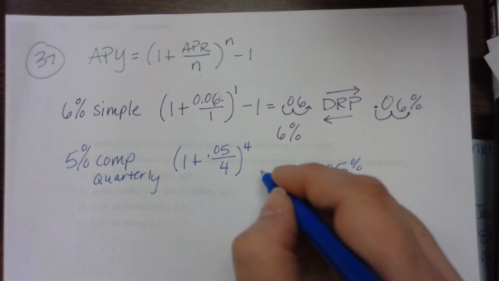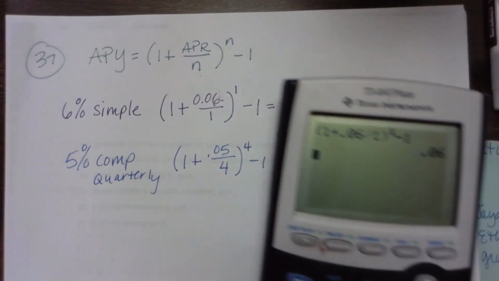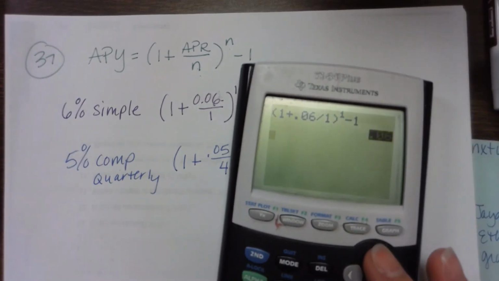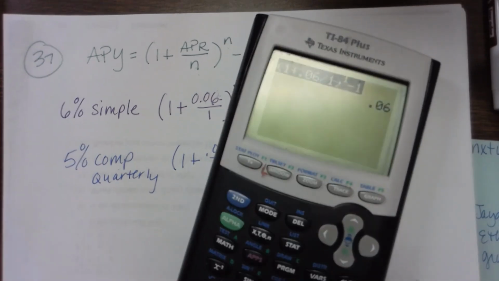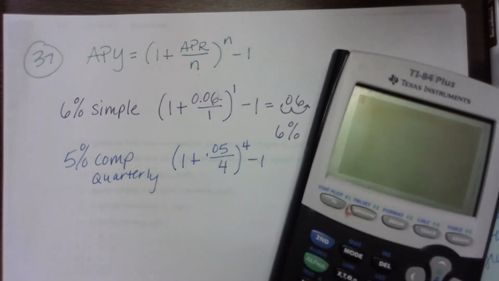So for this one, let's clear this. Clear. I'm going to hit clear a little bit more. That's weird. Okay, so we'll have 1 plus 0.05 divided by 4, okay, to the 4th power, minus 1.